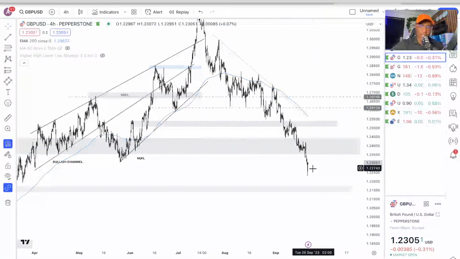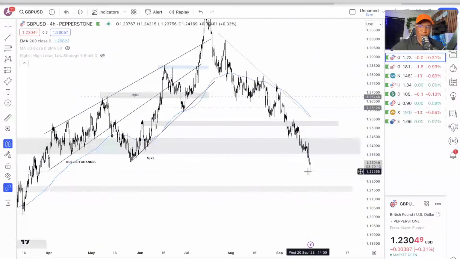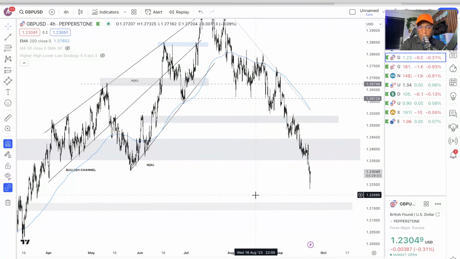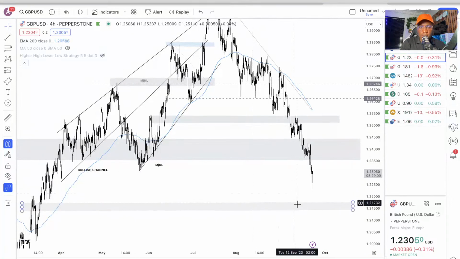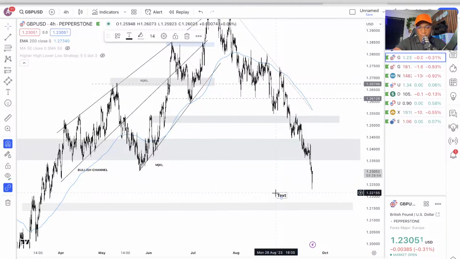I expect more downside on the pound dollar, especially because of the decisions made by the Bank of England recently. So I still see further downside for the pound dollar, at least to 1.215 levels. Let me just type that out for you guys as well.